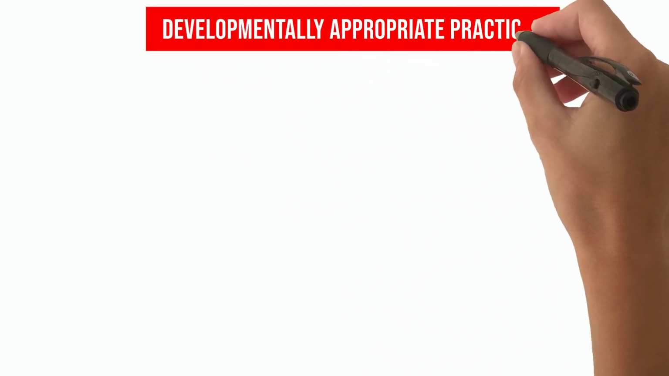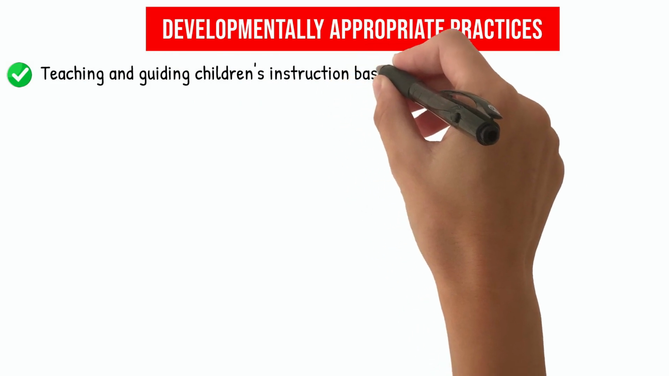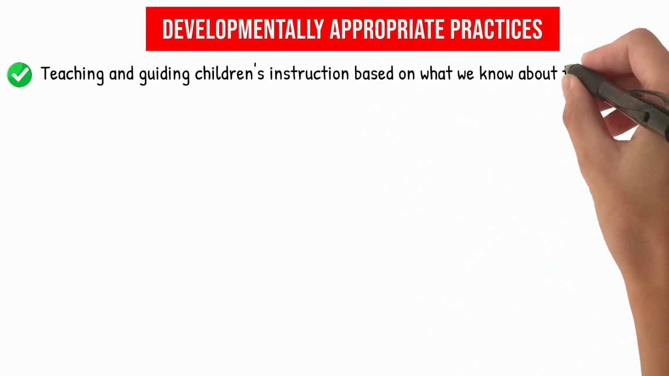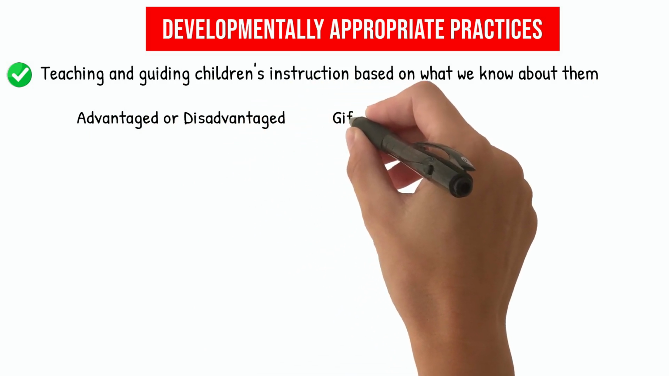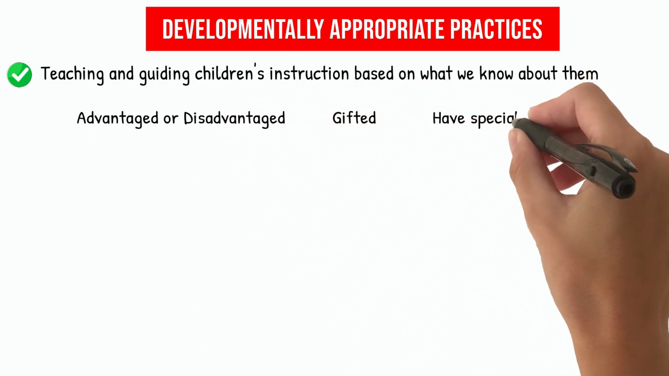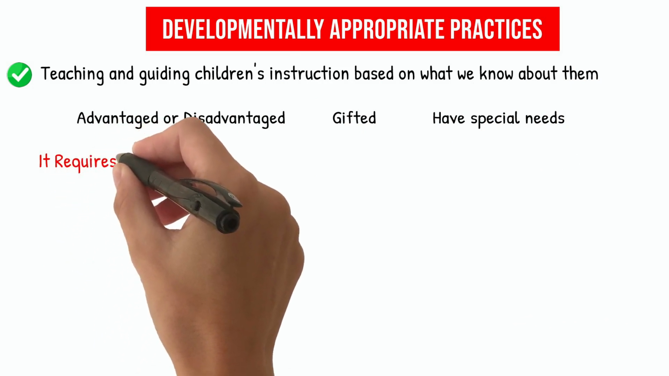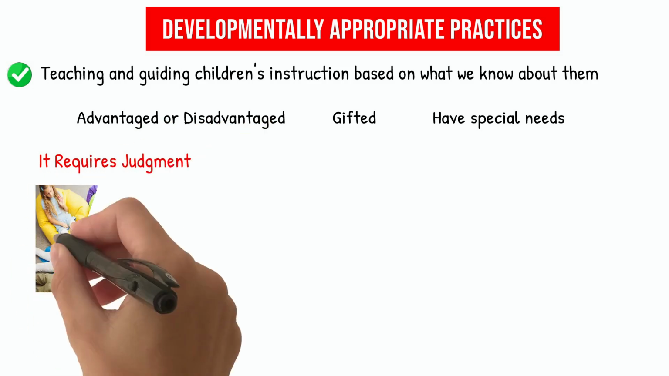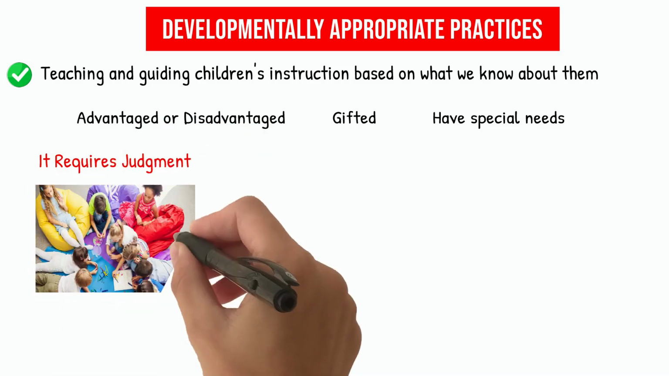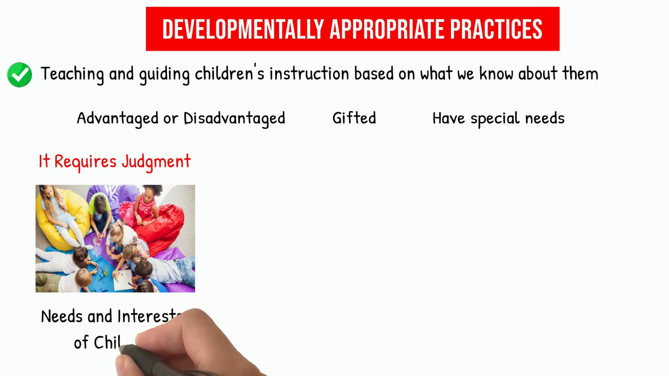Developmentally appropriate practices. DAP is a way of teaching and guiding children's instruction based on what we know about them. This means taking into account all children, regardless of whether they're advantaged or disadvantaged, gifted, or have special needs. There are a few characteristics that make up DAP. 1. It requires judgment. This means making daily judgments about how individual activities meet the specific needs and interests of children in the group.